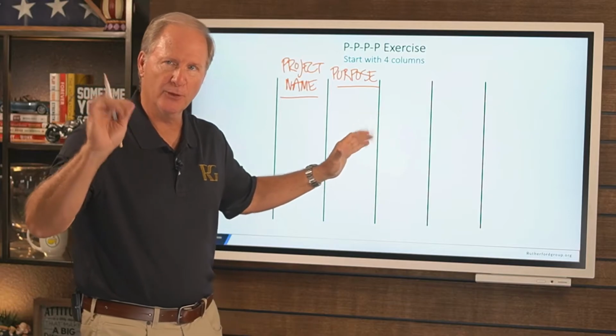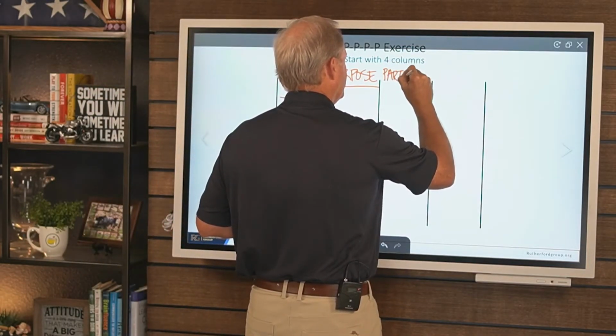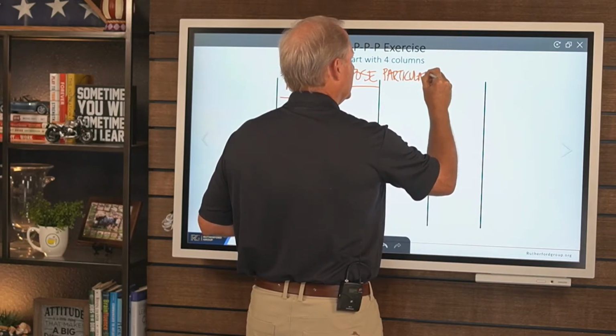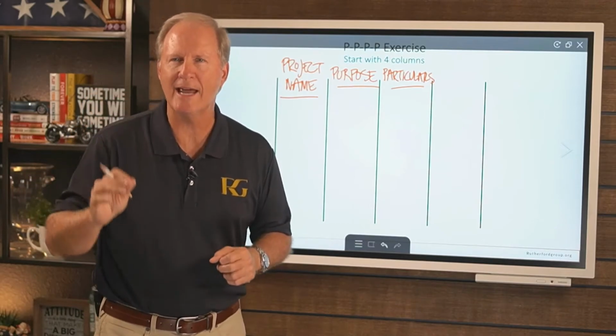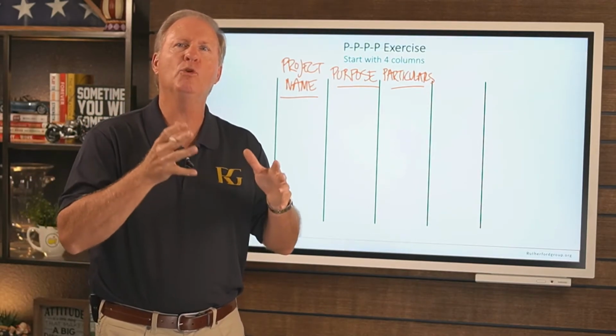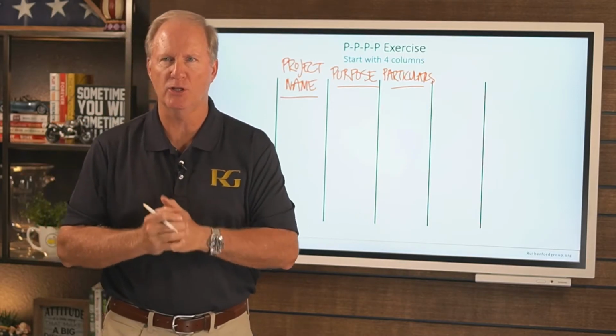The next column, the third column, is labeled Particulars. And when I say particulars, we're talking about specifics here. In this column, I want you to write down exactly what will be changing in the organizations. This is the nuts and the bolts of the change.